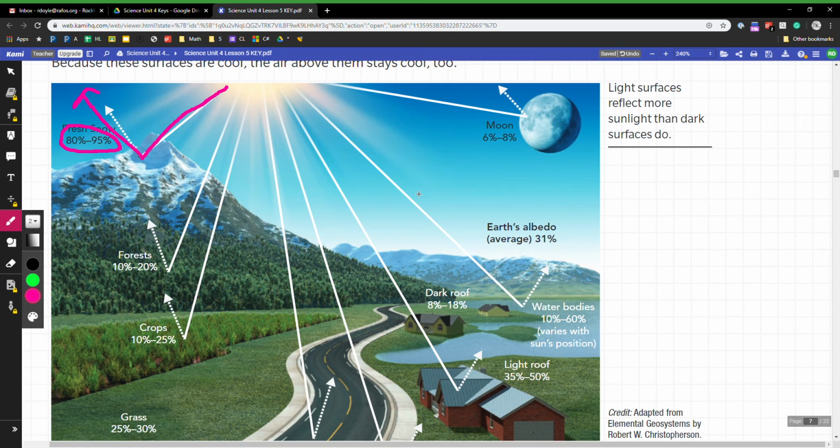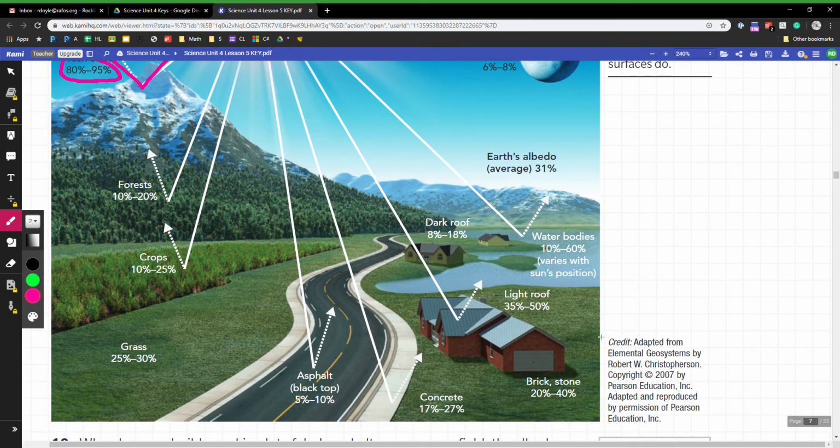And this is why if you've ever been to the snow, a lot of times you can feel like you're getting sunburned if you don't wear sunscreen or something like that. Or if you've ever seen pictures of mountaineers, a lot of times their faces are really dry and sunburned because they're at really high elevations, and the sun is just reflecting all that light right back into them. It reflects a lot of the light. And then you can see how forests and crops and grass, you can kind of do a comparison.